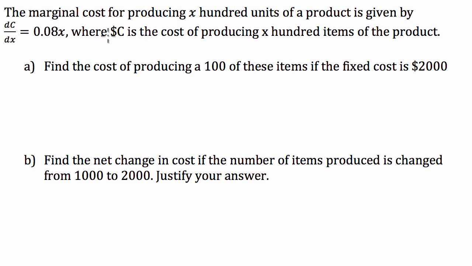G'day guys, we've got an applications of integration question here today where it says the marginal cost for producing x hundred units of a product is given by this function here, where C is the cost of producing x hundred items of the product. Find the cost of producing 100 of these items if the fixed cost is $2,000. Okay, so these are quite simple questions.